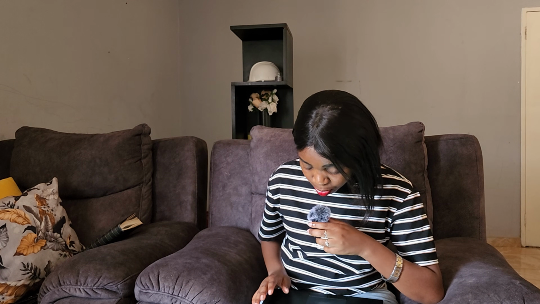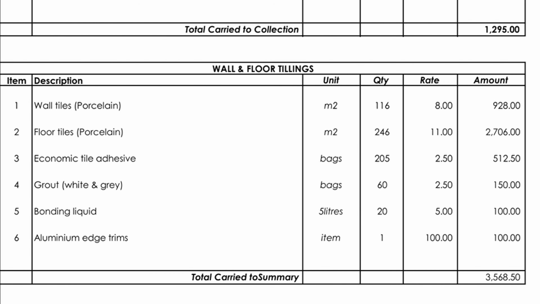But for this project, porcelain tiles were used. So let us look at how much money is going to be put for this. All right, so for the tilings, we are looking at 3,568 US dollars. Moving on to the painting of this house.